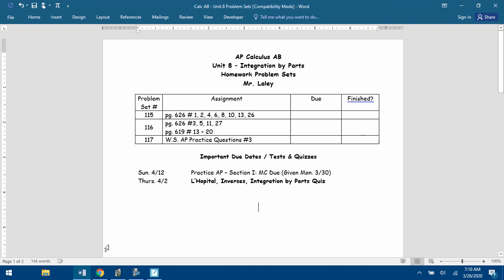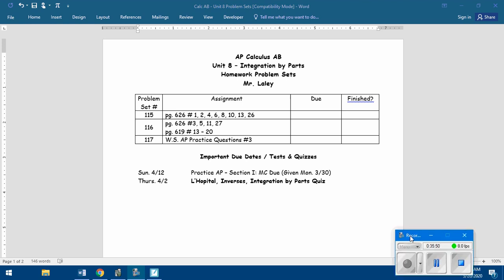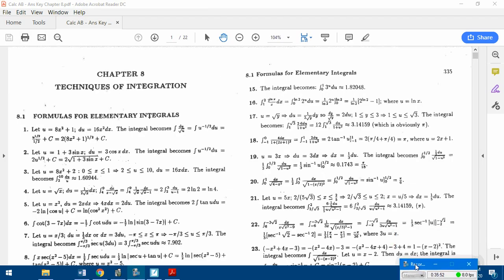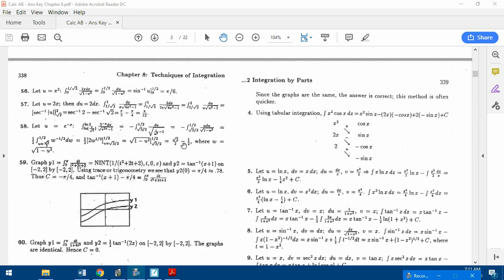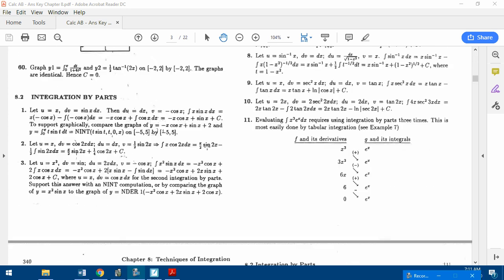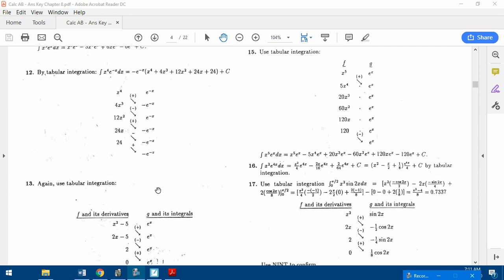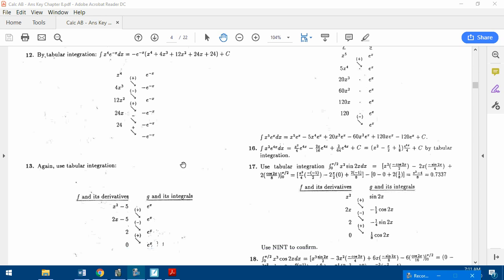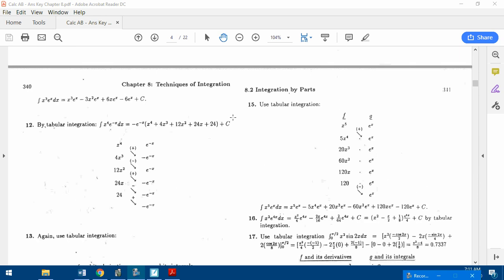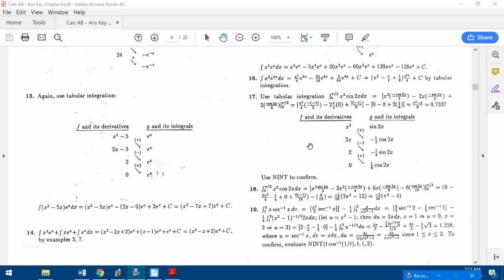Here's the textbook answer key, so you can be checking your answers. I will post this on my website as well, or maybe email it to you. You can get it either way. We're skipping section 8.1, but here's 8.2, integration by parts. You're going to see some weird work. They do this tabular method, they call it. Obviously, I'm not teaching it that way, so if I see that, I know you're just copying the answer key and you have no idea what you're doing, but your answers should come out to be the same. So use it for the answers, not necessarily the tabular method.